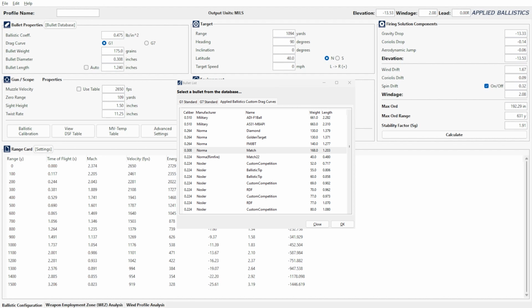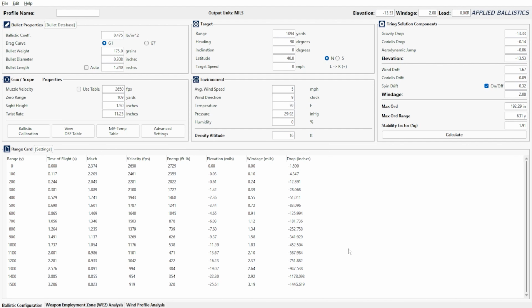So we've got the Norma Match in .308 168 grain there. We'll select that. Okay, we've got it set as our custom drag curve. That's what we want to use. It just says you're selecting a new bullet, you'll overwrite. Yes, you want to proceed. So we do. There you can see its input data here, the 168 grain, .308 for bullet diameter, and your bullet length as well, 1.203 inches.